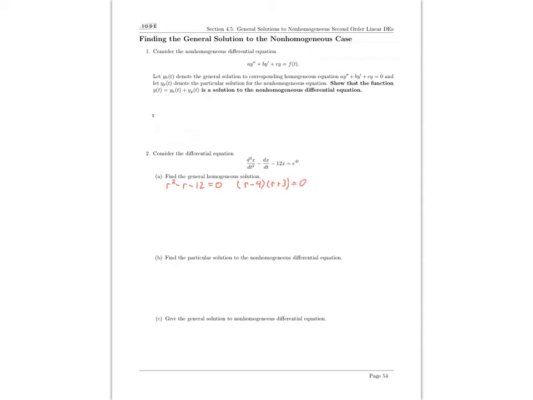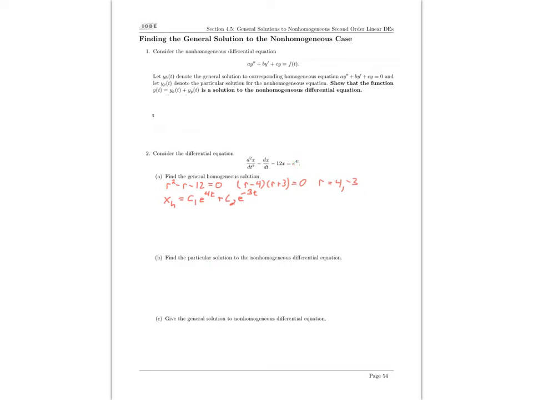So we get two distinct real roots, namely r is equal to 4 and r is equal to minus 3. And this gives us our homogeneous solution, which would be c1 e to the 4t plus c2 e to the minus 3t based on those two roots. Great. In part B, now we want to find a particular solution to this non-homogeneous piece.